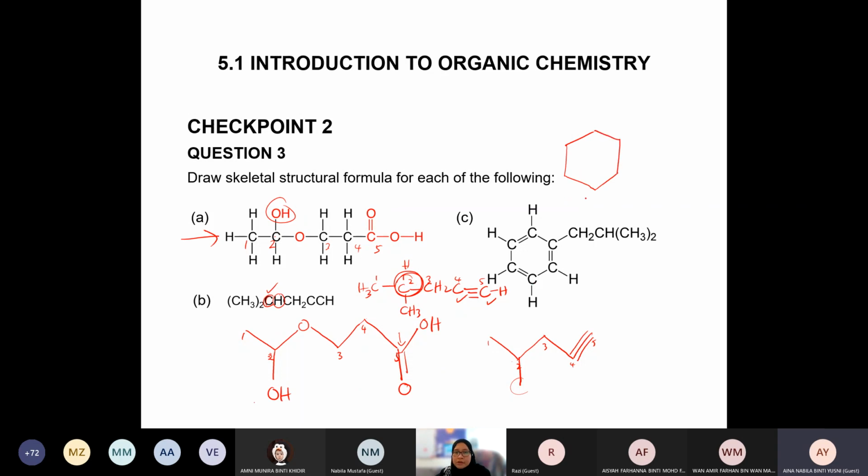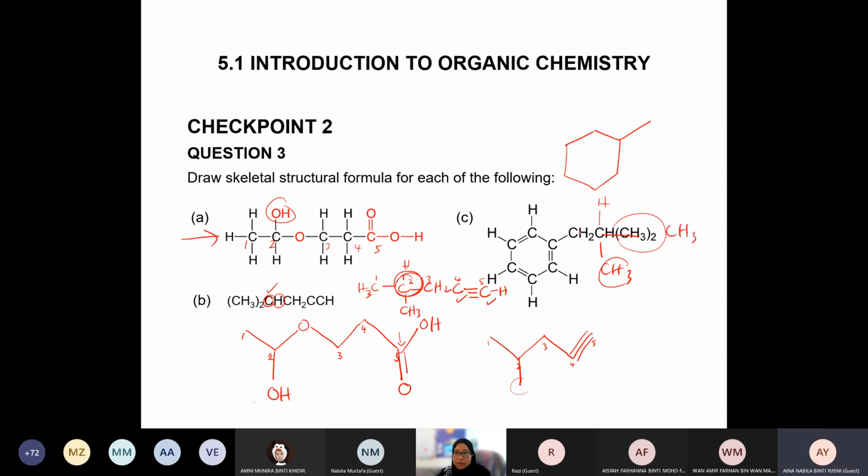1, 2, 3, 4, 5, 6. And then we have CH2, CH. Okay, so this C, let me expand this. It has H, and then one hand will have CH3, and the other hand will have another CH3. That's why it has 2 CH3 in bracket. Okay, so this is how it looks like.